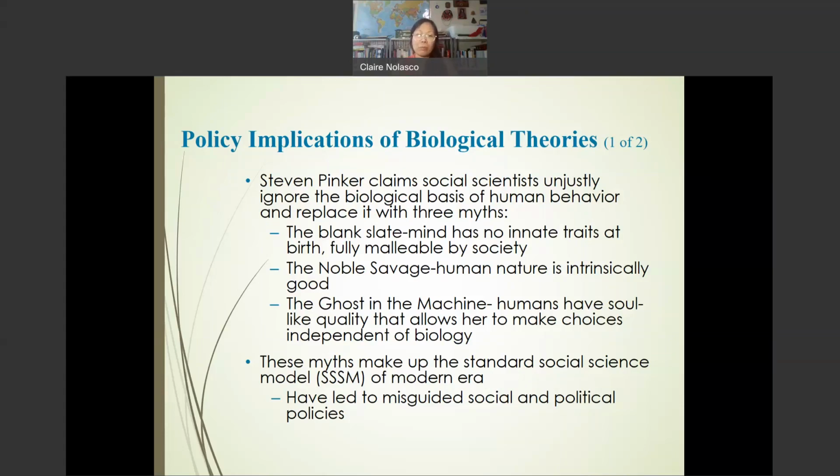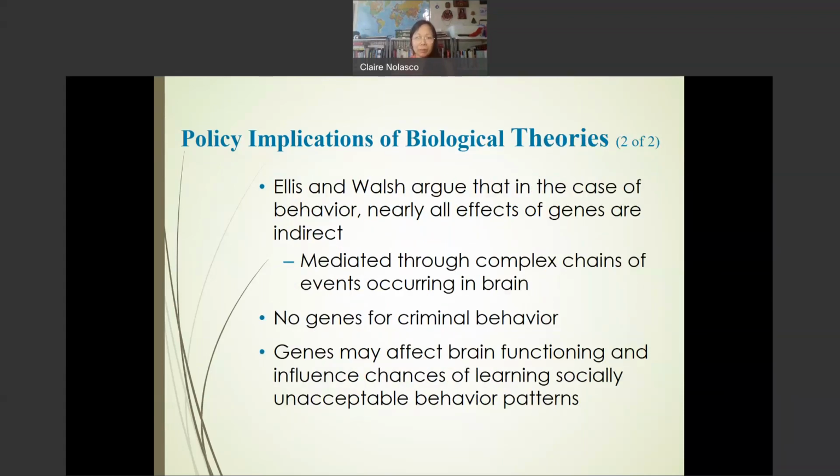The second myth is the noble savage myth, which states that human nature is intrinsically good. And the third myth is the ghost in the machine myth, which states that humans have a soul-like quality that allows them to make choices independent of biological predispositions. So these three myths make up the standard social science model of the modern era, and they disregard the role of biology. They have led to misguided social and political policies.